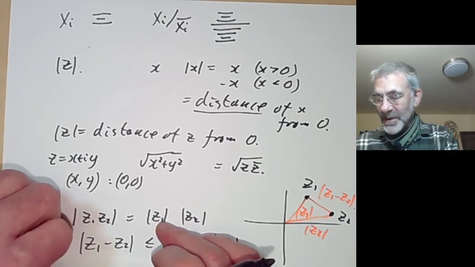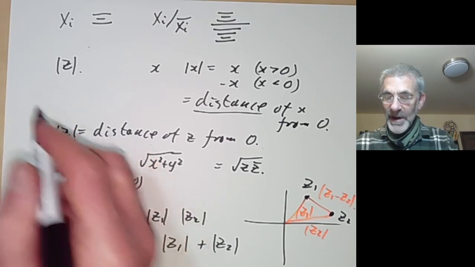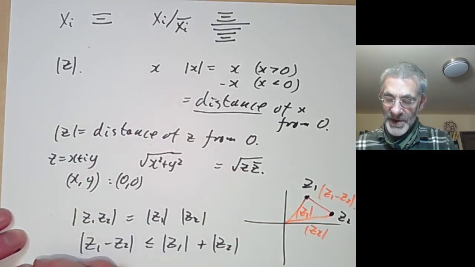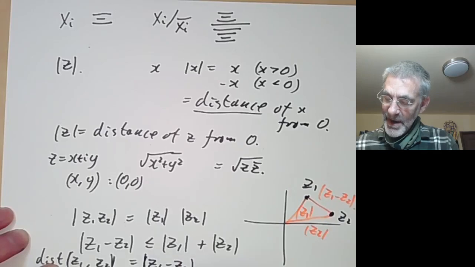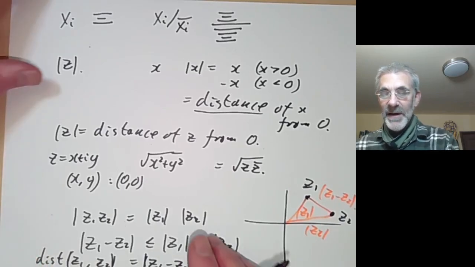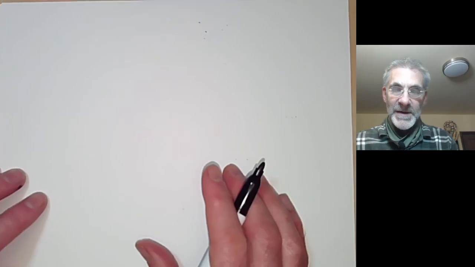If you've done metric spaces, you can make the complex numbers into a metric space in the obvious way. You just define the distance from z1 to z2 to be the absolute value of z1 minus z2, and this is just the same as the usual distance in the plane. So now let's see some applications of this.